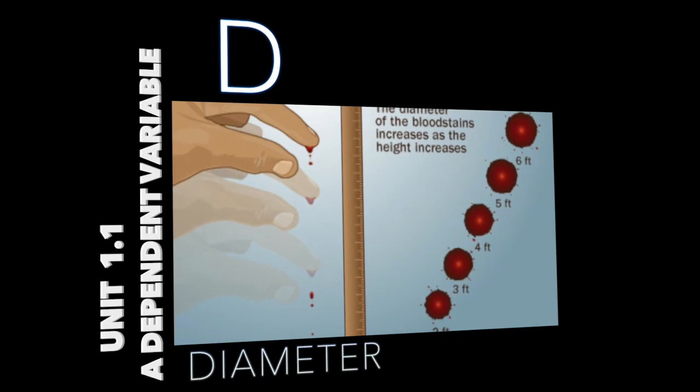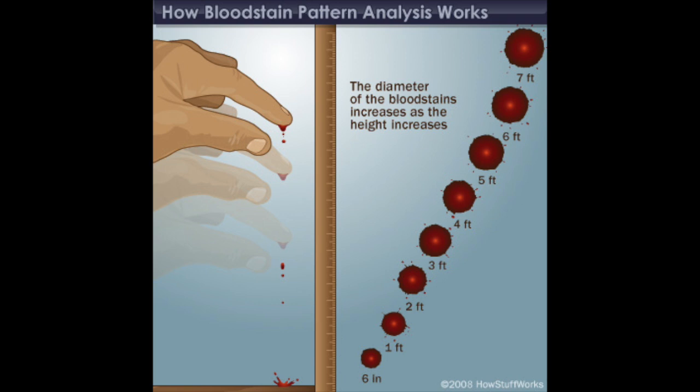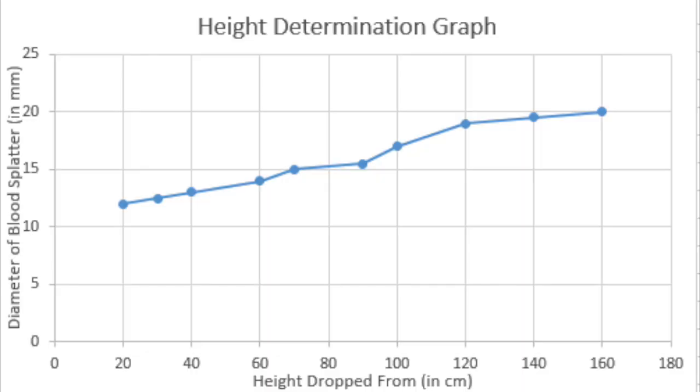In the bloodstain splatter lab, we were trying to find out how the height at which blood is dropped affects the size of bloodstains. The dependent variable was the diameter of the bloodstain. The diameter of the bloodstain was a dependent variable because it depended on the height that we dropped the blood drops from. It is a dependent variable because it responded to the variable we changed, which was the independent variable.